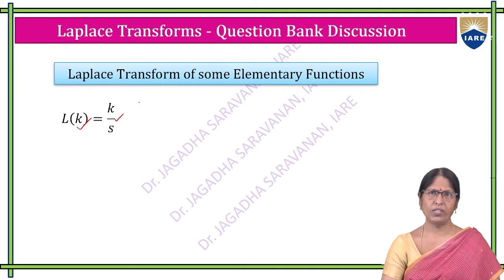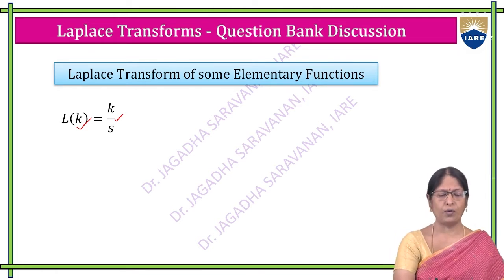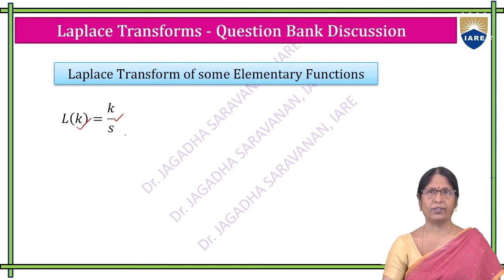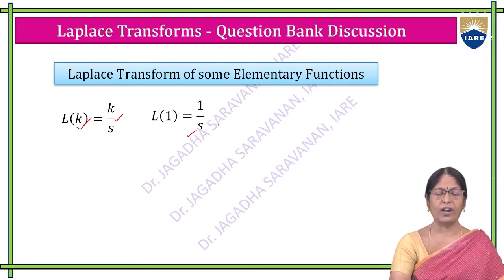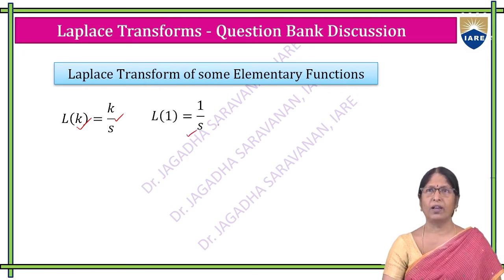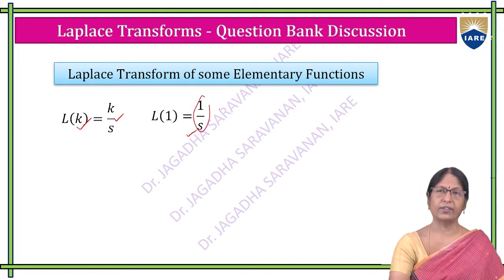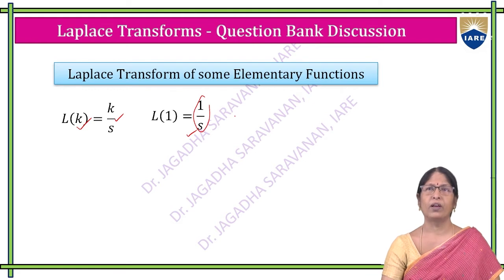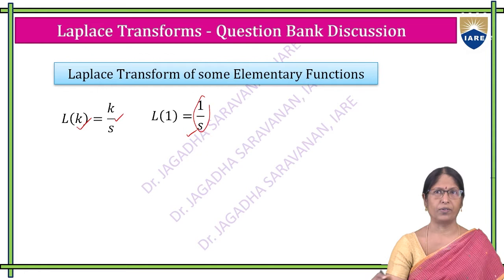While solving a problem, if L of k comes, we need not do the complete steps. We can just put it, since L of k equals k by s, and L of 1 equals 1 by s. If you want to test whether this result is correct, follow the same previous steps and we will obtain these results.